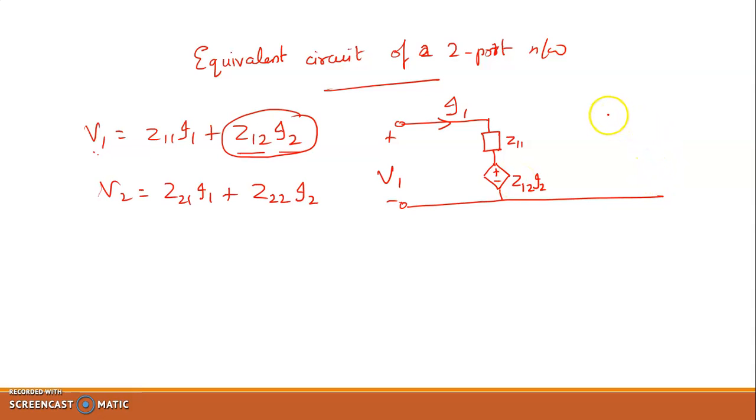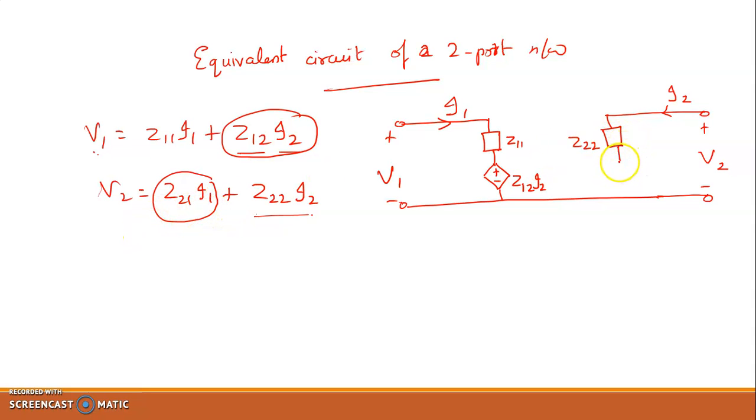Then for the second equation, I am taking the second port. This is port 2, and here the voltage is V2 and the current is I2. The second term, Z22 I2: if I have an impedance equivalent to Z22, I will get the voltage Z22 into I2. Then what about the first term? The first term is Z21 into I1, which depends on the current at the input side, the current at port 1. Therefore, this can be considered as a dependent voltage source delivering a voltage equivalent to Z21 I1, where I1 is the current at port 1.